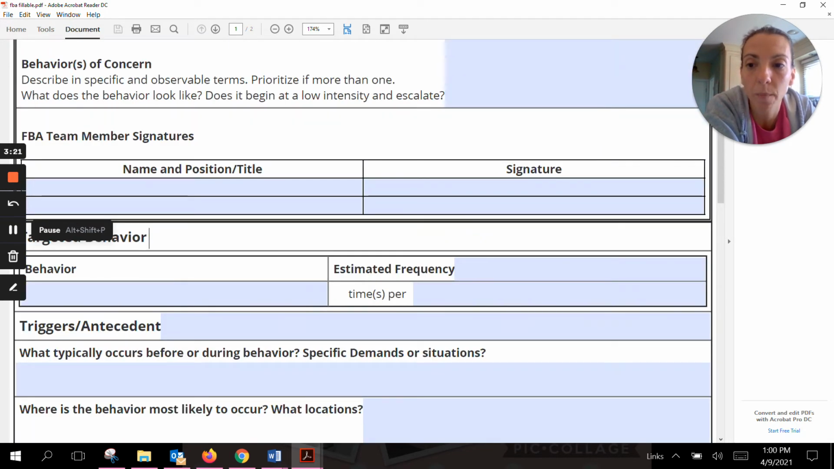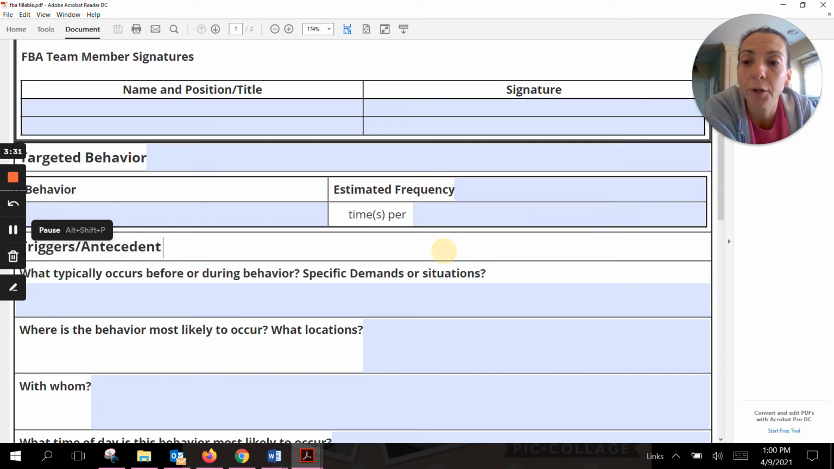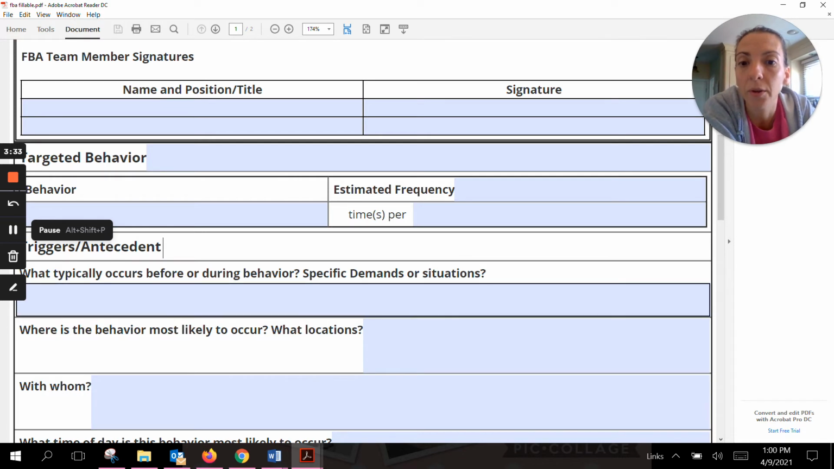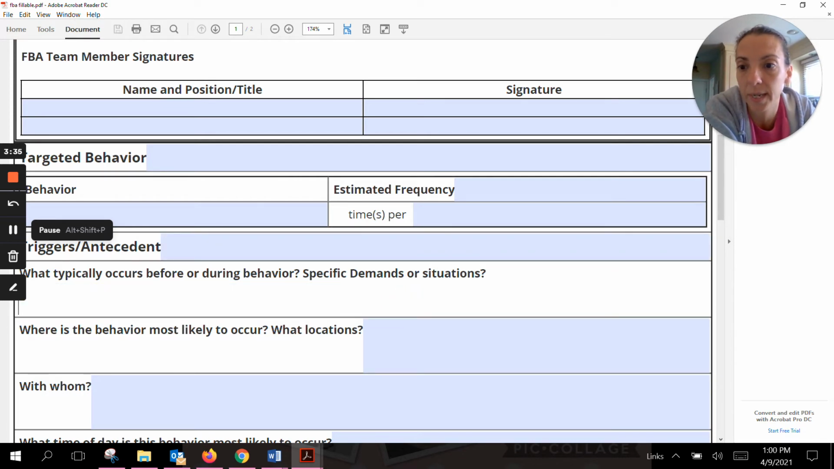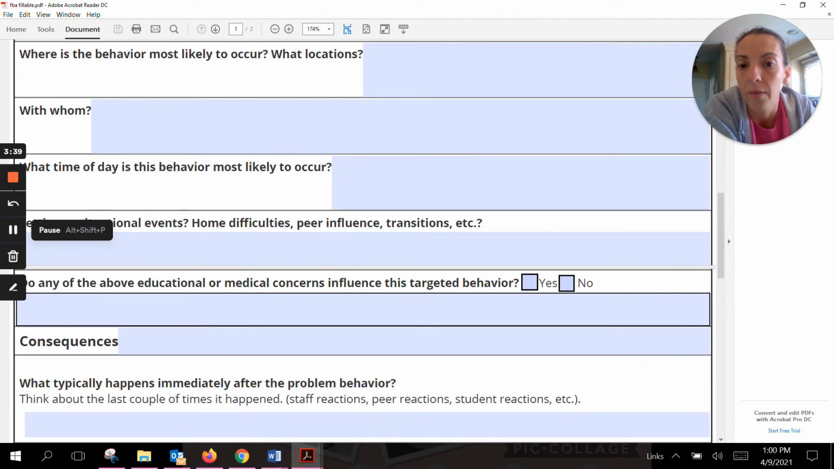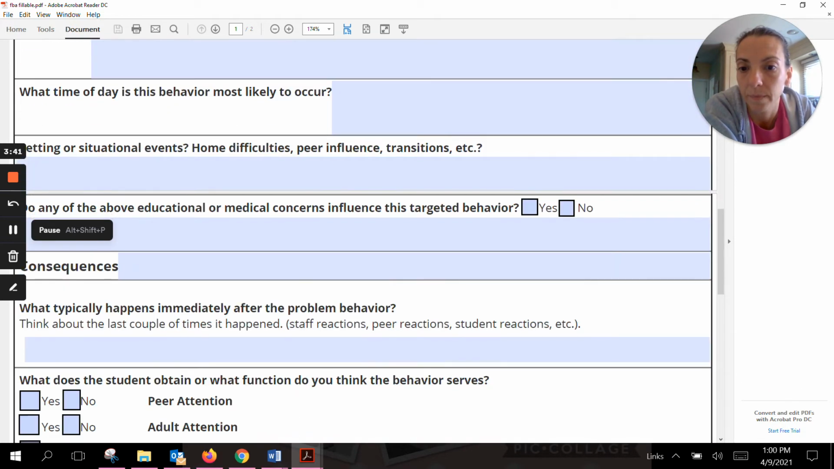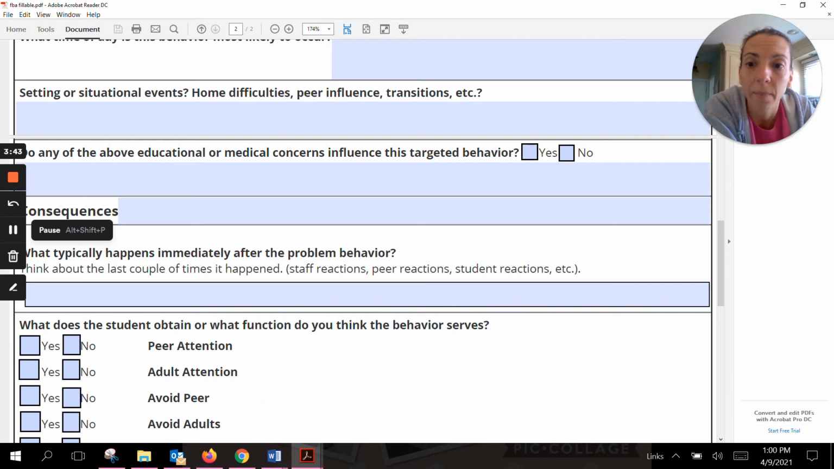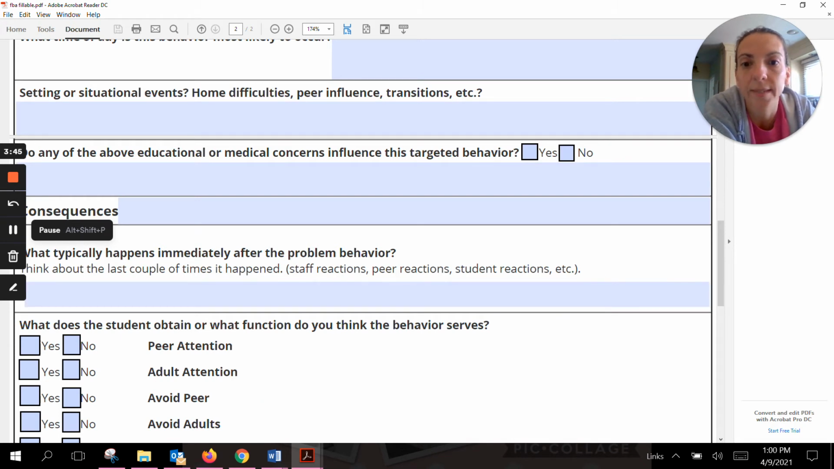Targeted behavior, so what behavior are you targeting? Again, they ask for the behavior. It's a little redundant here. The frequency and the times, is it per hour, per day? Your trigger or your antecedent. And then you're going to answer these 6 questions, like I said. The consequence: what happens immediately after? Again, like I said, it's a little redundant, but this is the official Macomb County form.